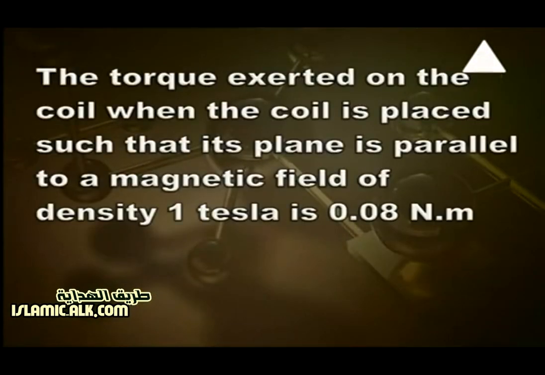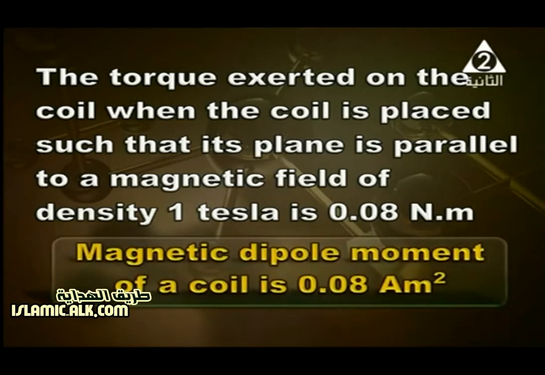The torque exerted on a coil when the coil is placed such that its plane is parallel to a magnetic field of density 1 Tesla is equal to 0.08 Newton meter. So the magnetic dipole moment of the coil is 0.08 ampere meter squared.